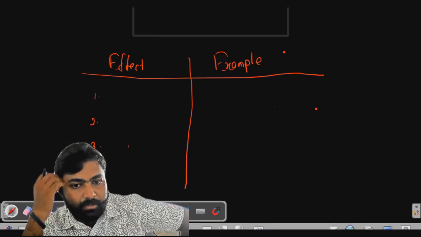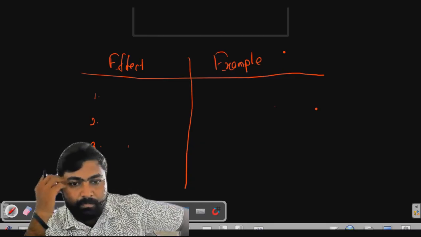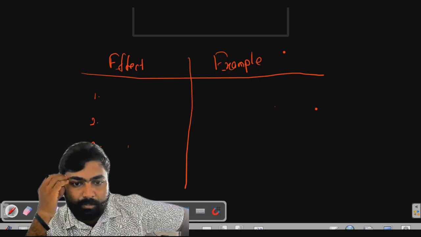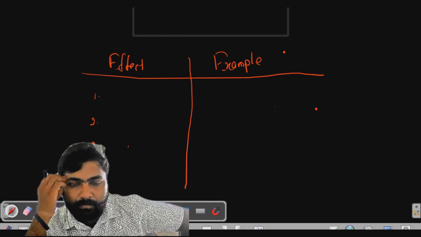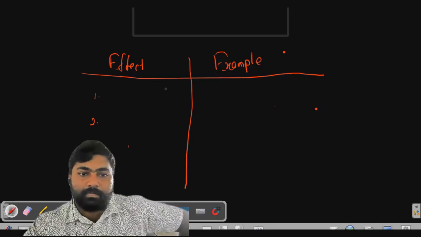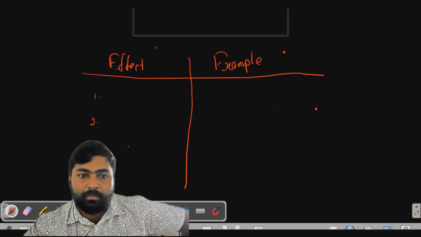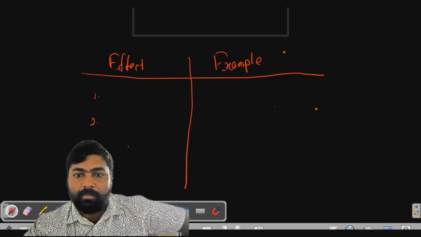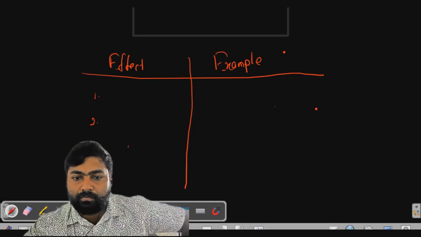Next one. Change direction. Last one. Change shape. Okay. Write an example for each one. Quickly, okay?